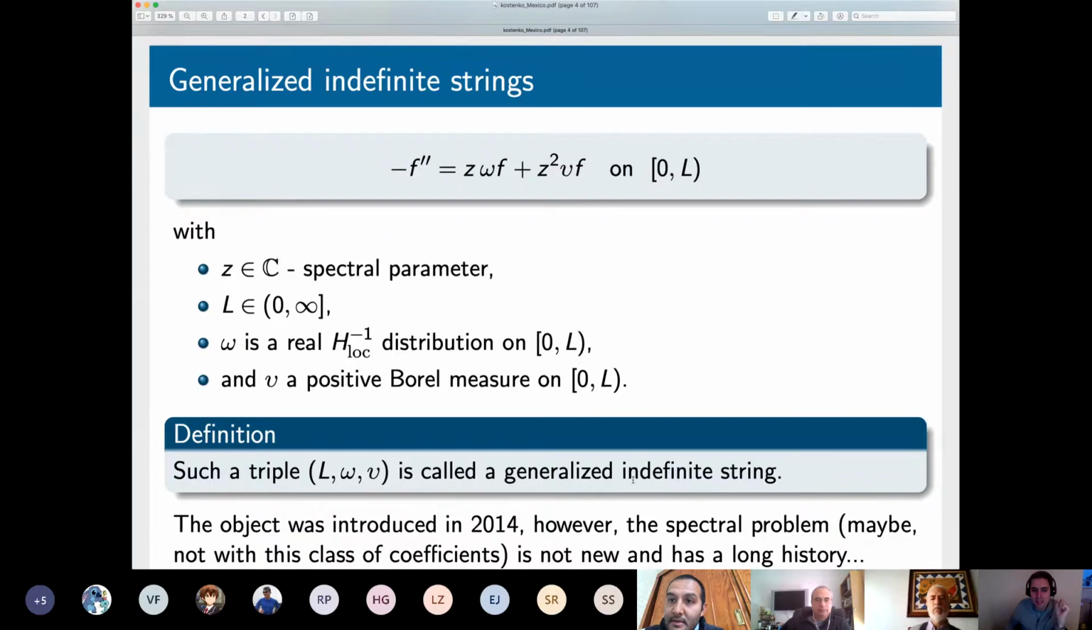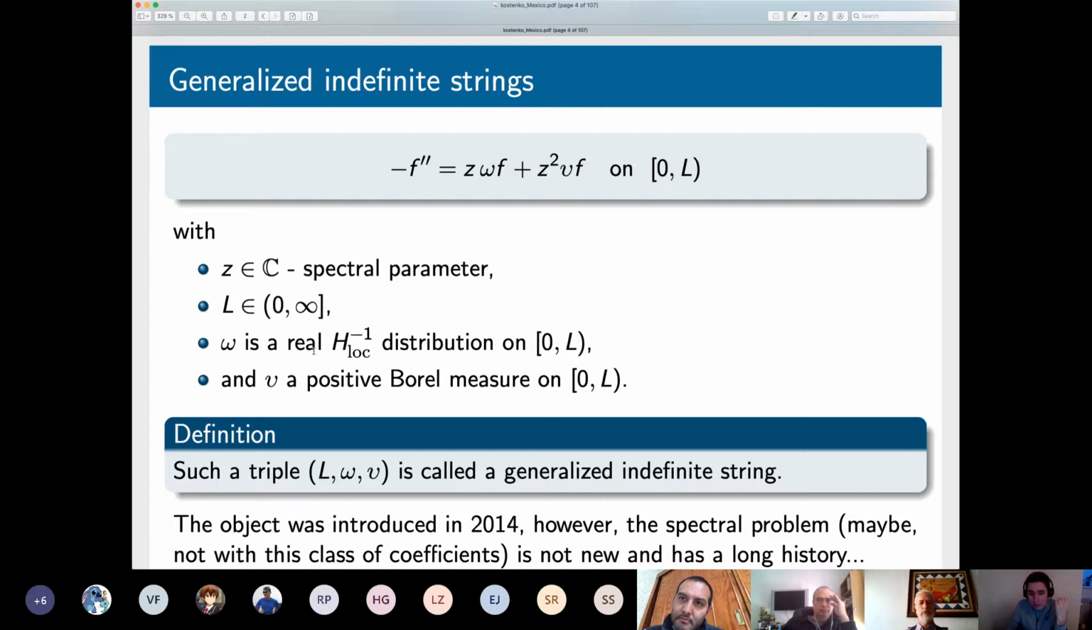If you just take v equal to zero and forget about it, then there will be omega, and we do not assume that omega is positive. So omega can take positive and negative values. You can also forget that it's a distribution. To feel comfortable, just assume that omega and v are nice smooth functions. Because omega is allowed to take pluses and minuses, it's indefinite. But this spectral problem comes out of the string equation. The object was introduced in this generality in 2014, and we decided to give it this fancy name, but we did not come up with something better.